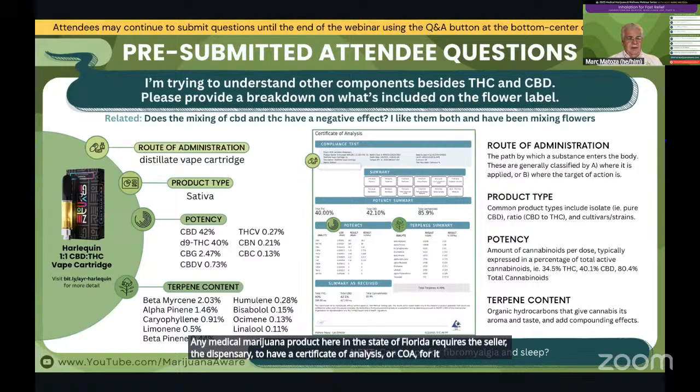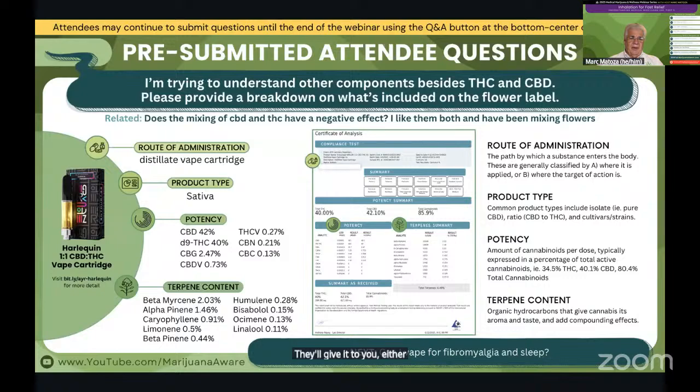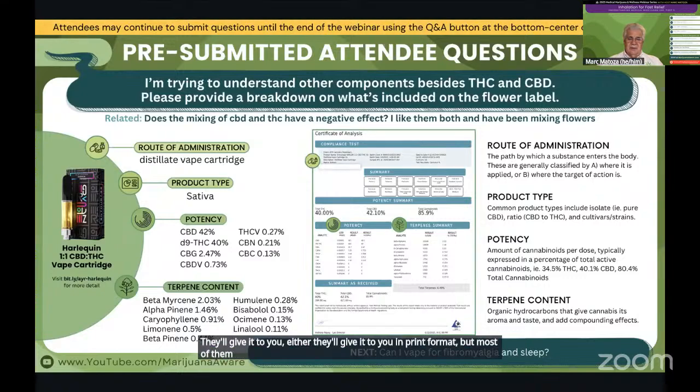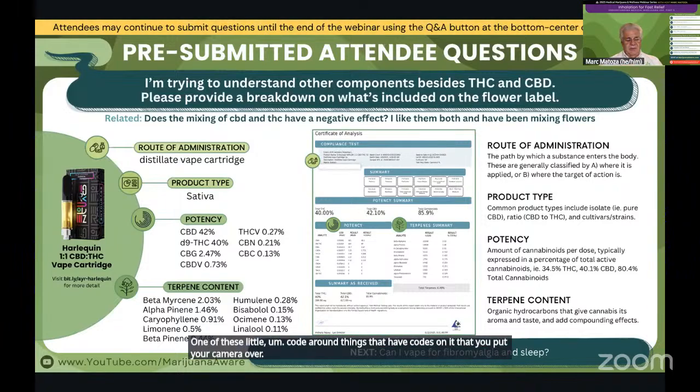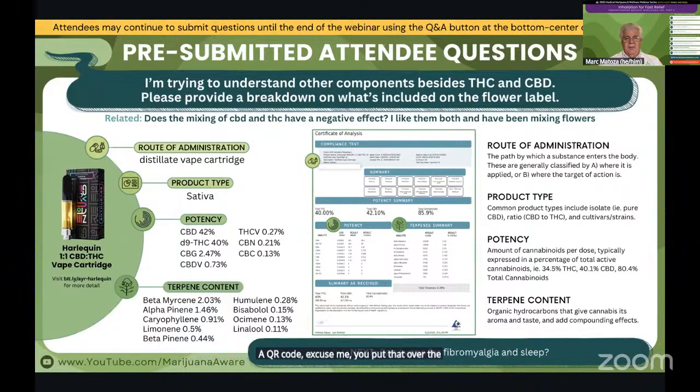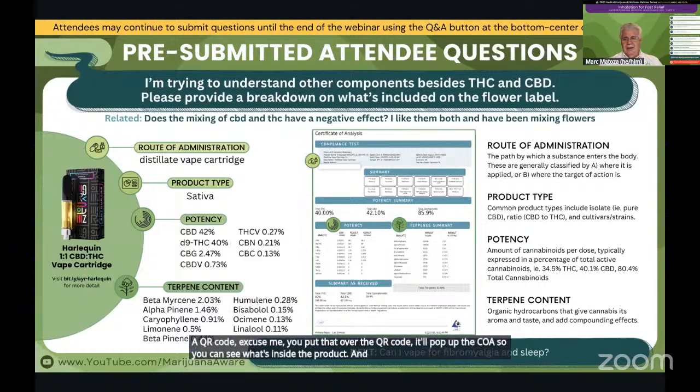So when you go into the dispensary, you can ask them for this. They'll give it to you, either in printed format, but most of them have a digital one, one of these little round things that have codes on it that you put your camera over. A QR code, excuse me. You put that over the QR code, it'll pop up the COA so you can see what's inside the product. And they do that so that you can look at it when you're on the fly, whether you're at home or even in a dispensary.